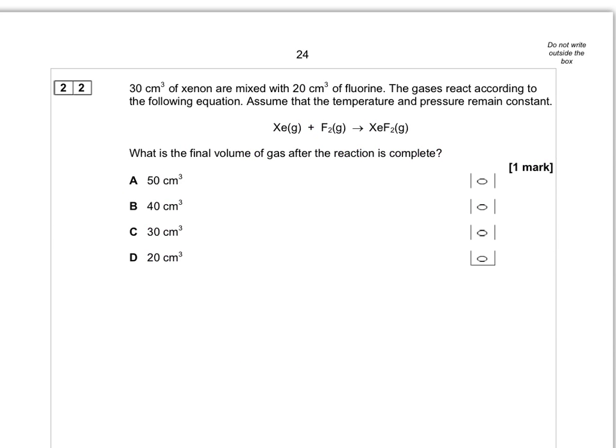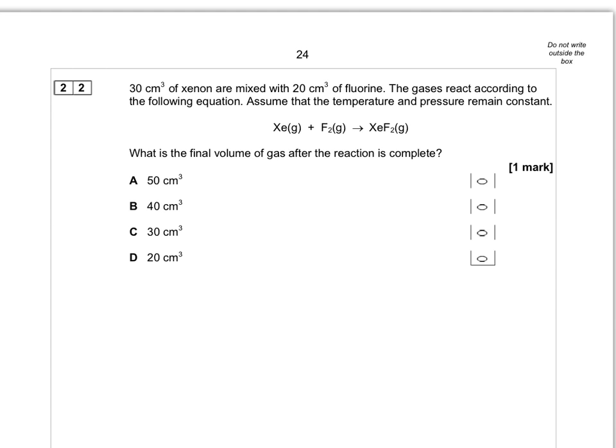30 centimetres cubed of xenon are mixed with 20 centimetres cubed of fluorine. The gases react according to the following equation. Assume that the temperature and pressure remain constant. What is the final volume of gas after the reaction is complete?